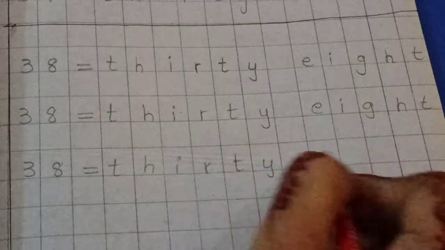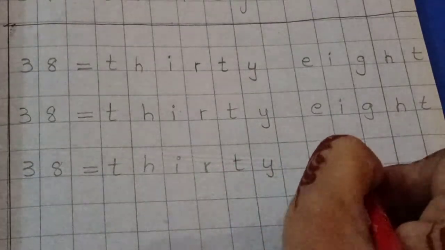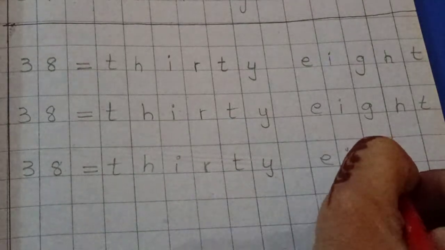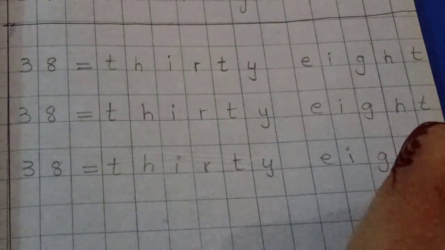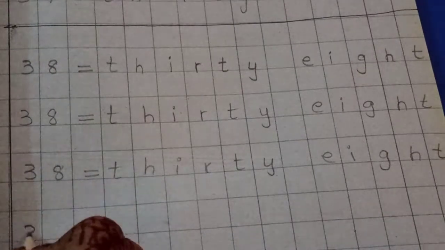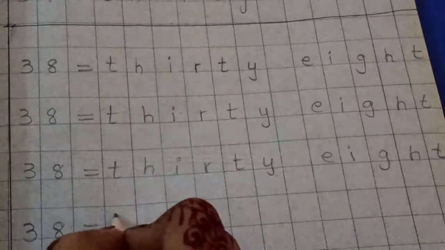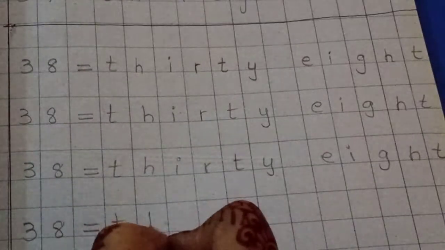THIRTY. 30. Then you will leave one box and here you will write the spelling of 8. EIGHT. 8. Now write it again. 38. The sign of is equals to and here you will write 38.